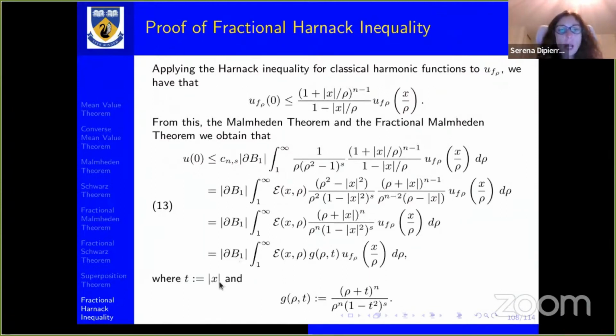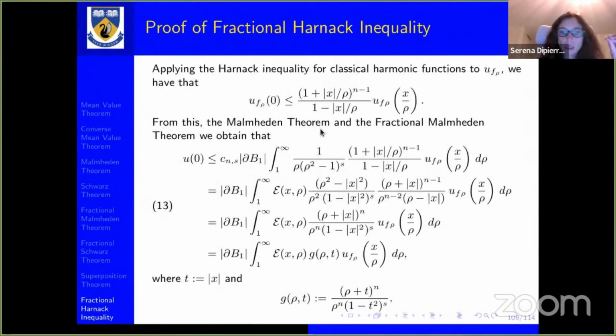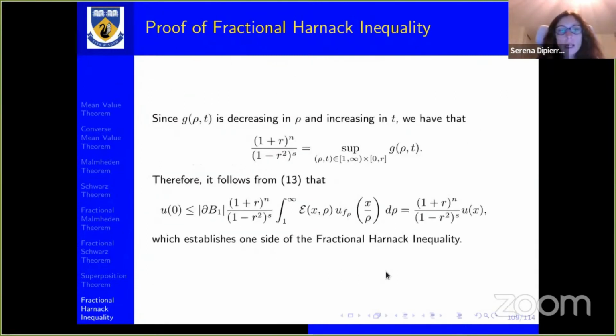And then if I call g of rho, t this function, so basically this one here, and I call t the norm of x, this is nothing but g of rho, t. And now I want to isolate this g of rho, t because g of rho, t has nice monotonicity property, so it's decreasing in rho and increasing in t. You can check this one.